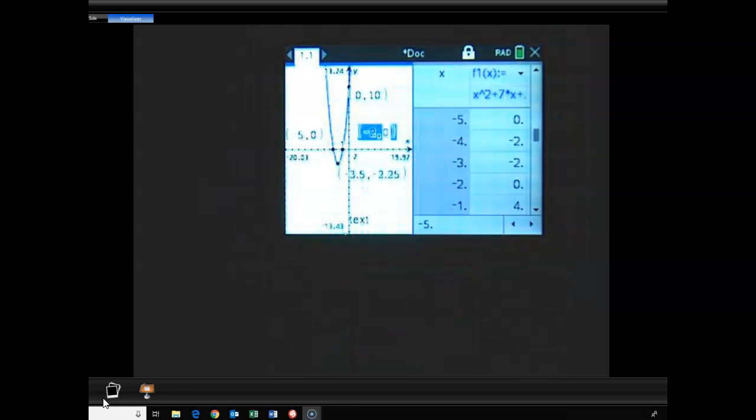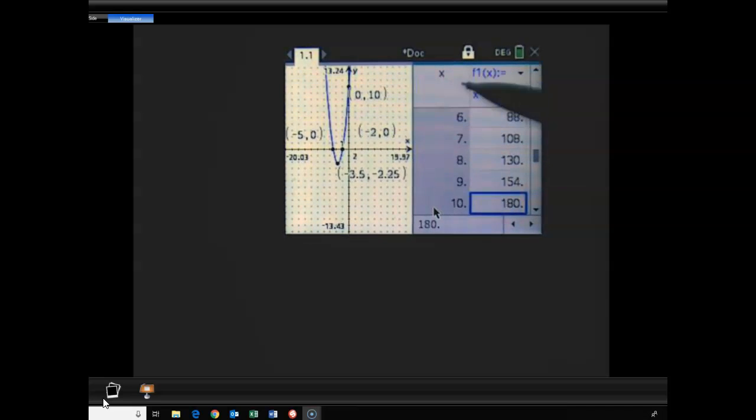I'm going to go over to my table to get my y-intercept, even though it does have it up there for me, but it's going to be 10. But I'm going to scroll on down to find my g of x is 10, or g of 10, which is 180. My domain is going to be all real numbers. My range is going to be that I need things that are greater than or equal to that y value, so that -2.25.